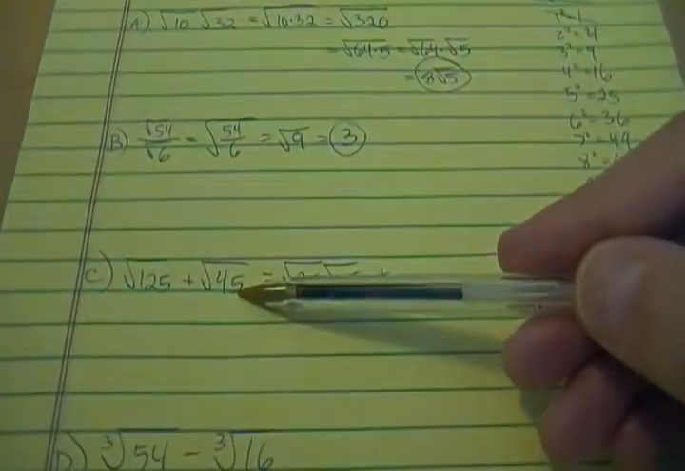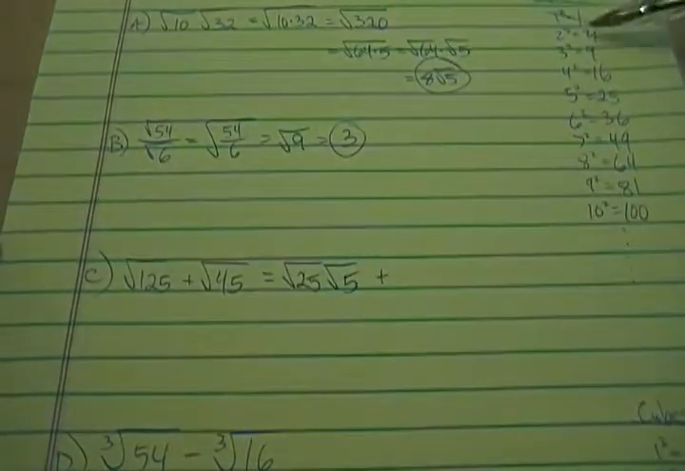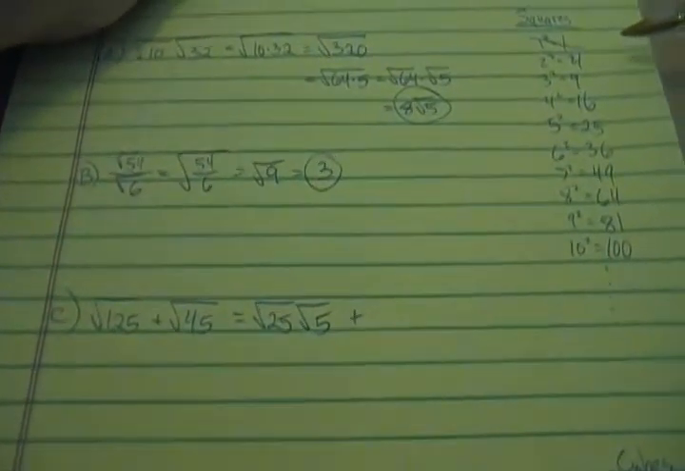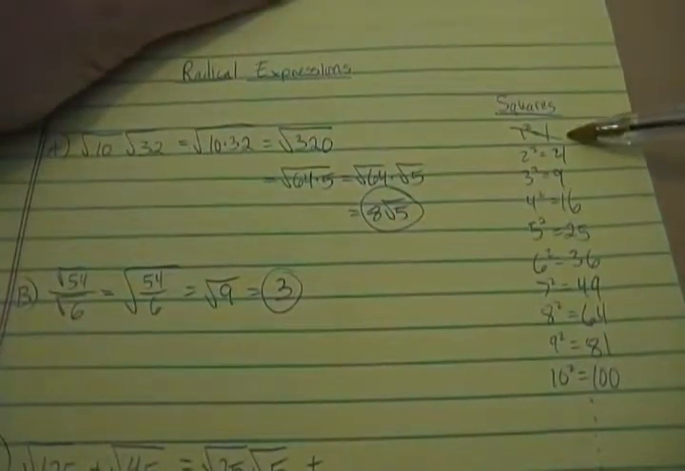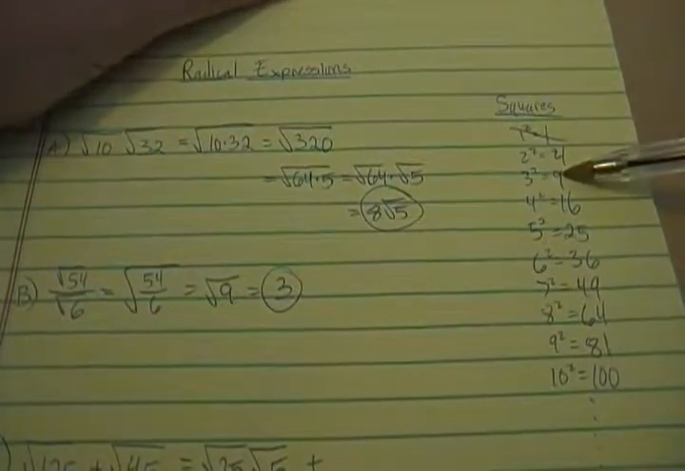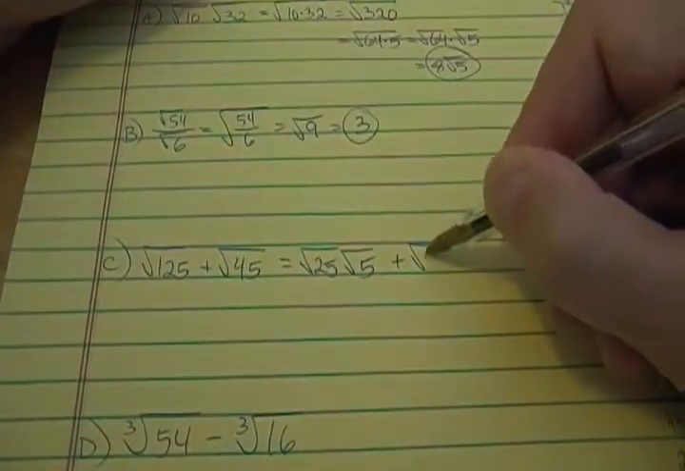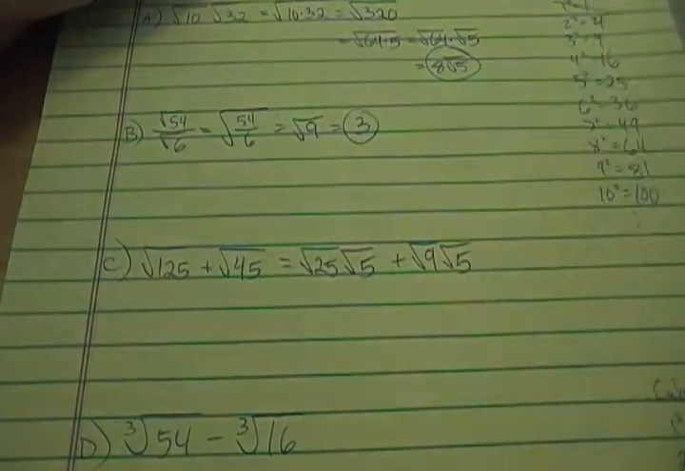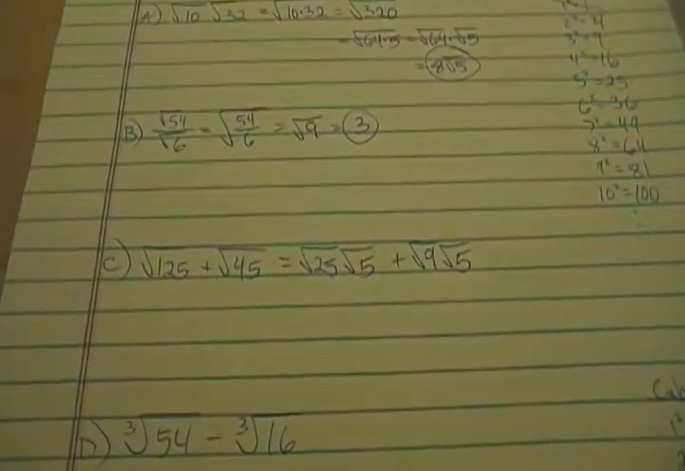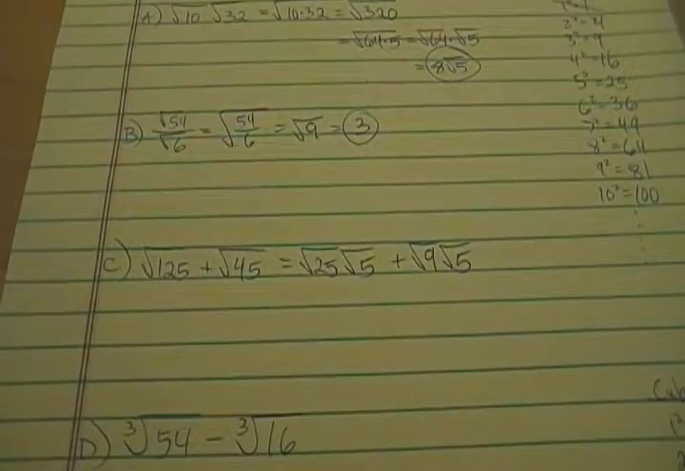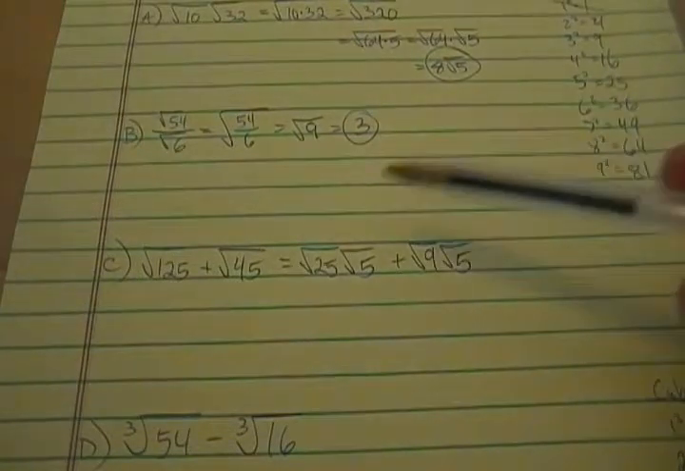Plus, and now I have to try to do the same thing with the square root of 45. So now we look at our list over here of the perfect squares, and do any of these divide evenly into 45? And 9 does. So I can rewrite the square root of 45 as the square root of 9 times the square root of 5, because 9 times 5 gives me 45. And you might already see what's going to happen here.